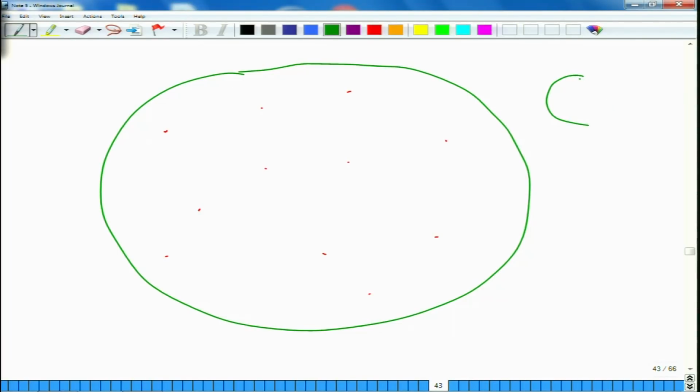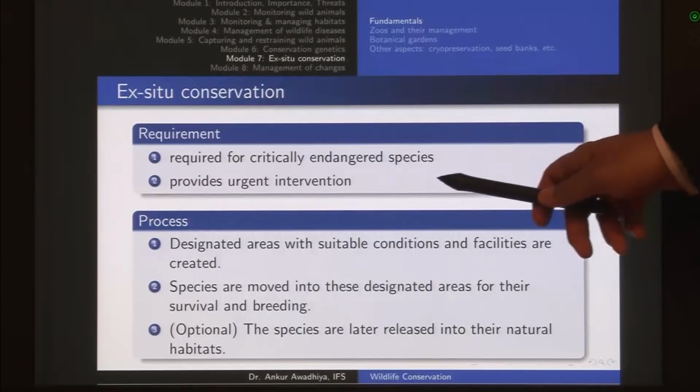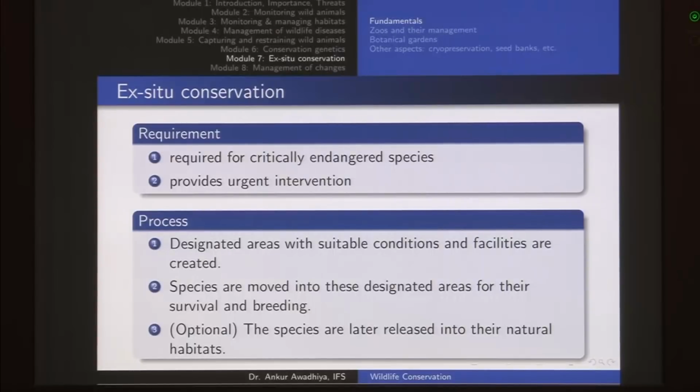Whereas if we bring all of these individuals in a smaller facility, then the density of animals goes up. So basically when we increase the densities, the animals are able to get into more contact with each other, so the chances of mating also go up. So it is required for critically endangered species, and secondly it also provides urgent intervention. So for things that require urgency, if there is a huge disease in the system, then we would have to go for an ex situ conservation, so that at least some individuals are given an added protection.